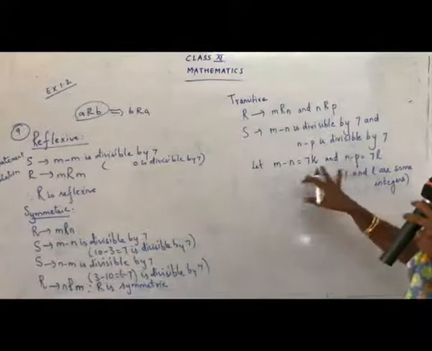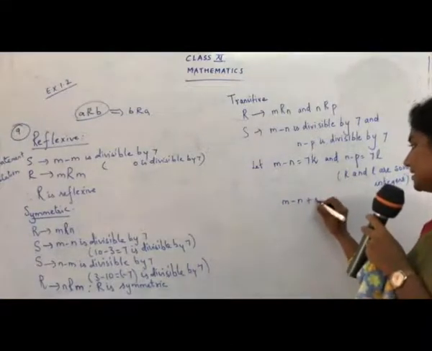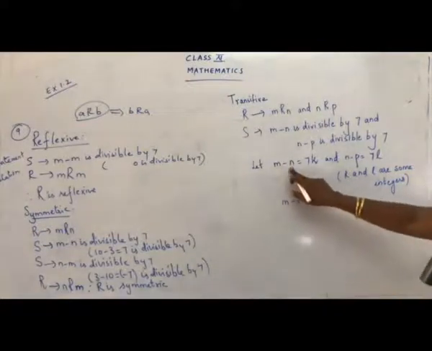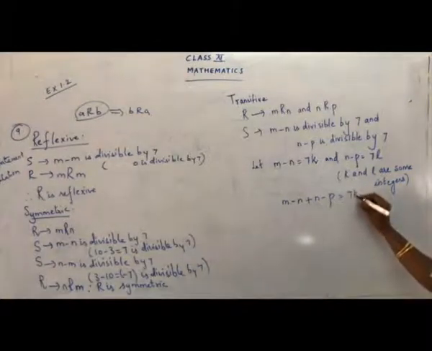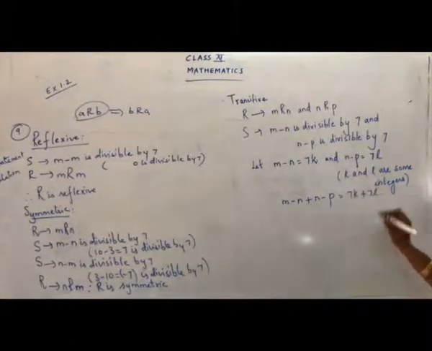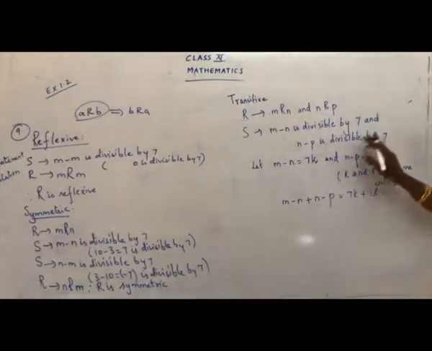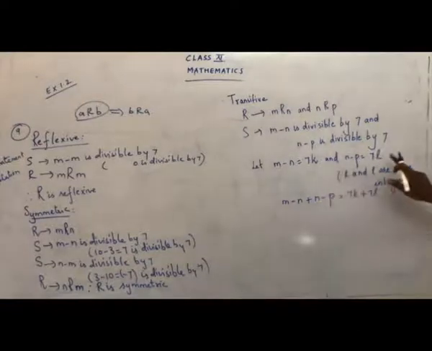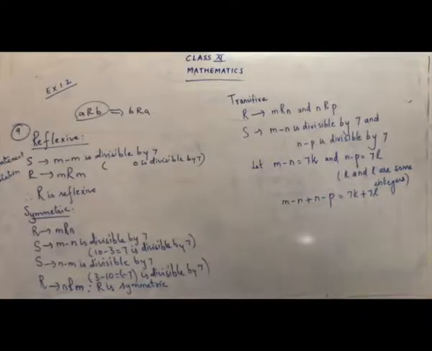You are going to add these two. So m minus n plus n minus p. Add the LHS part: m minus n plus n minus p is equal to 7k plus 7l. I have added the LHS part, I have added the RHS part. So 7k plus 7l. Now you see the terms that can be cancelled here.